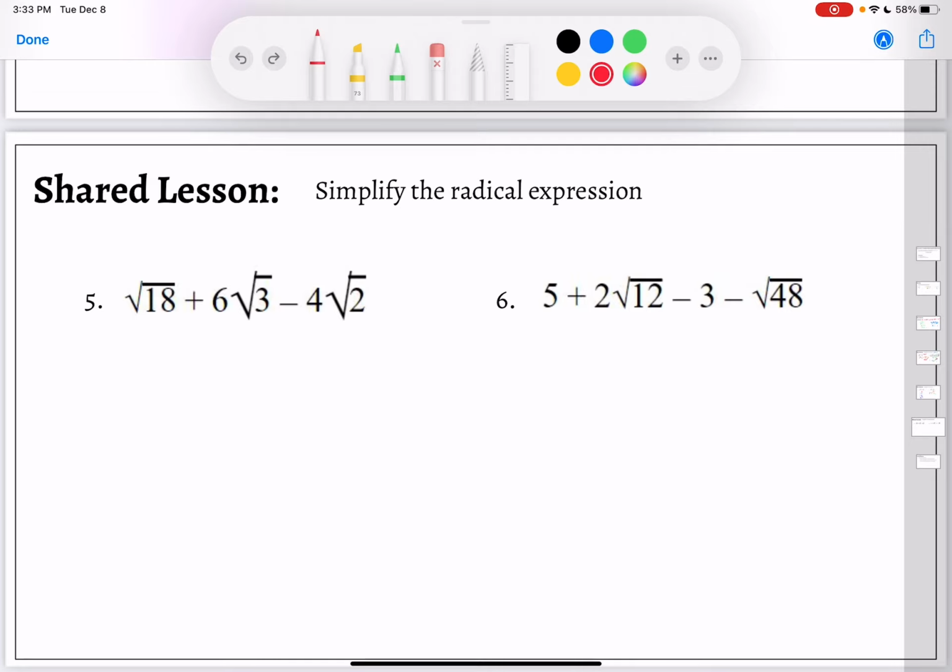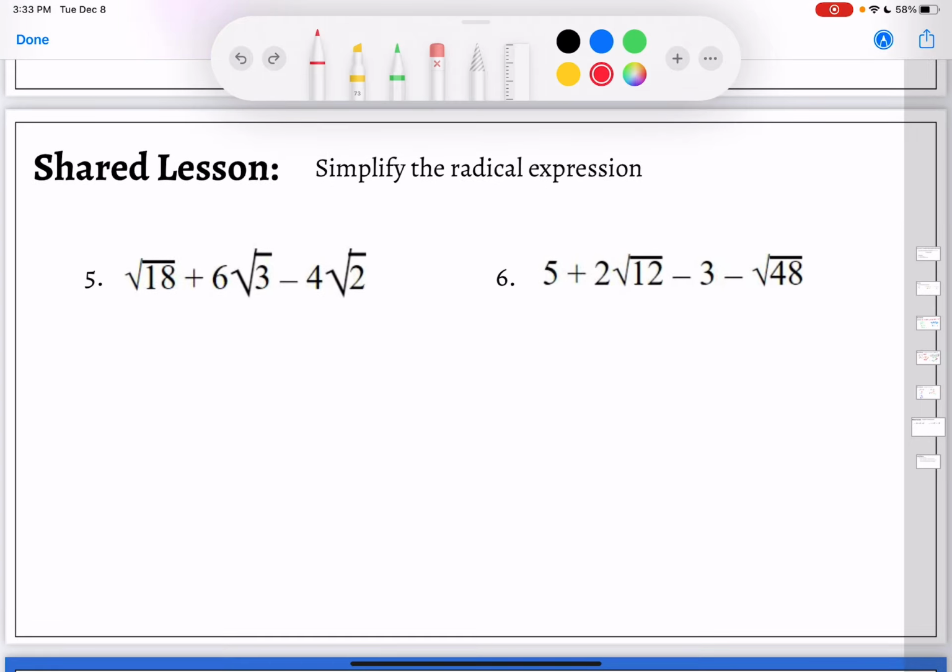All right, right now, no like radicals, so I need to try and reduce this radical 18 first. Square root of 18, that's the square root of 9 times the square root of 2. 9 is a perfect square, so square root of 9 becomes 3. The radical 2 stays put, 3 radical 2. Bringing down the rest of it, plus 6 radical 3 minus 4 radical 2. Notice I am copying everything down so I don't lose any little negatives or anything like that.